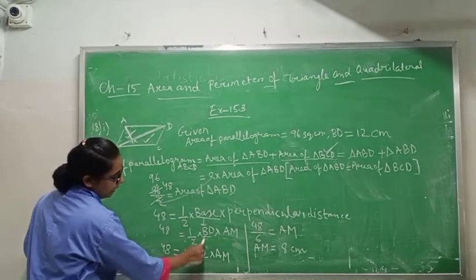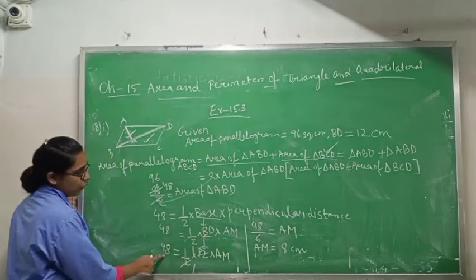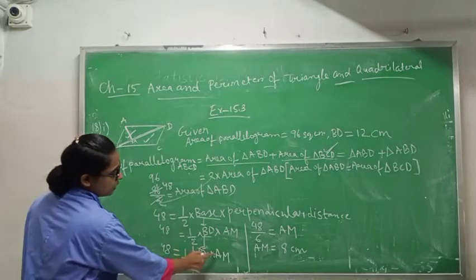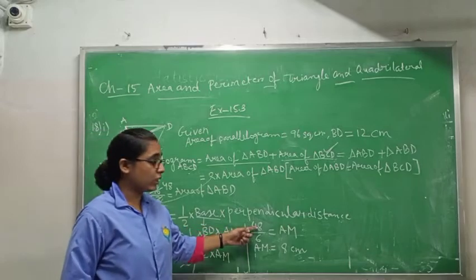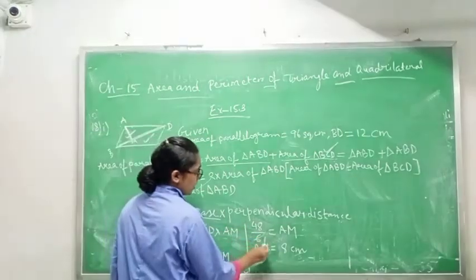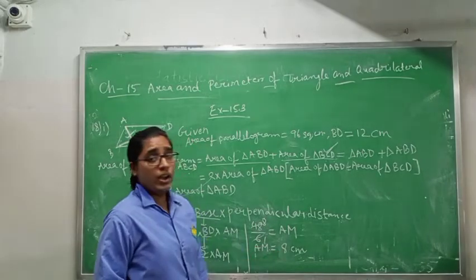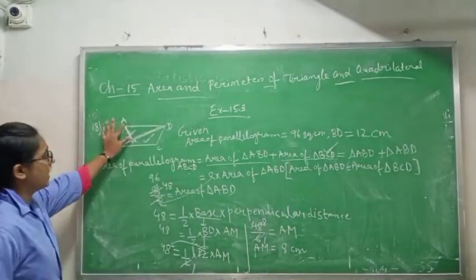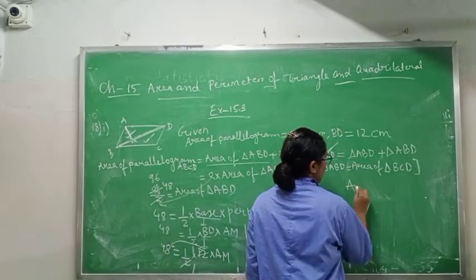BD is given 12, so I am writing 12 here. Now 2 ones are 2, 2 6s are 12. So 48 equals to 6 into AM. Now this 6 can come down, so you can write 48 by 6. Now 6 ones are 6, 6 8s are 48, equals to AM. AM equals to 8 centimeters. So what is AM? AM is perpendicular length. Therefore you will write the answer.